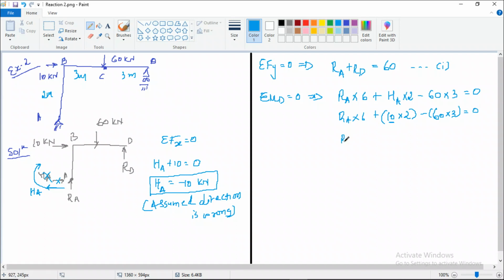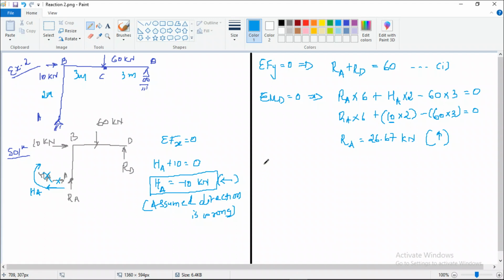So if you solve this, you will get your reaction at A around 26.67 kilonewton, and this answer is positive, right? This means our assumed direction is correct, which is upward direction. In this case, the change direction is in the opposite direction.